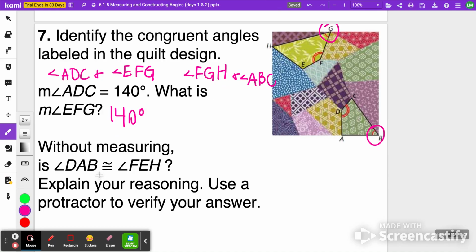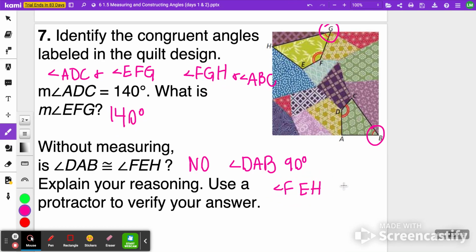Without measuring, is angle DAB congruent to angle FEH? Explain your reasoning. Use a protractor to verify your answer. For this one, we're going to say no. It looks like angle DAB is about, I'm going to guess, 90 degrees. And angle FEH is a little bit bigger.